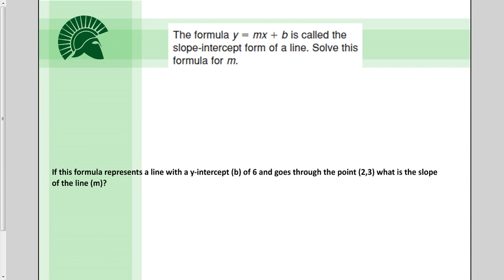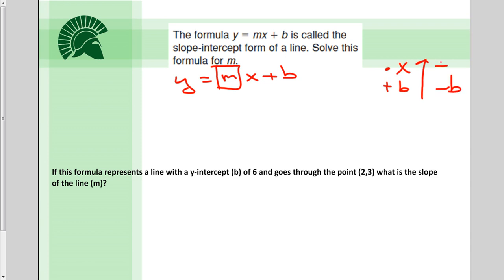And so what we have is y is equal to mx plus b. We're going to solve for m, so I'm going to box m. And what's happening to m? Well, we're multiplying x, and then we are adding b. So I go backwards, which means I subtract b, and then I divide by x. So I'm going to subtract b from both sides.